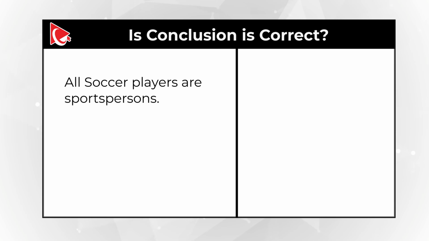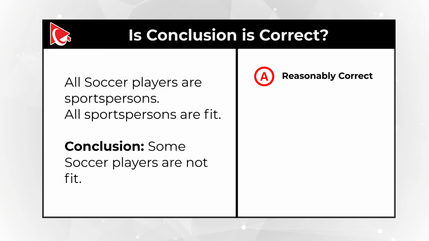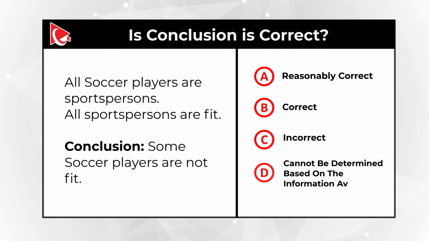You have 4 different choices to determine if the conclusion is accurate. Choice A, it's reasonably correct. Choice B, it is correct. Choice C, it's incorrect. And choice D, cannot be determined based on the information available.